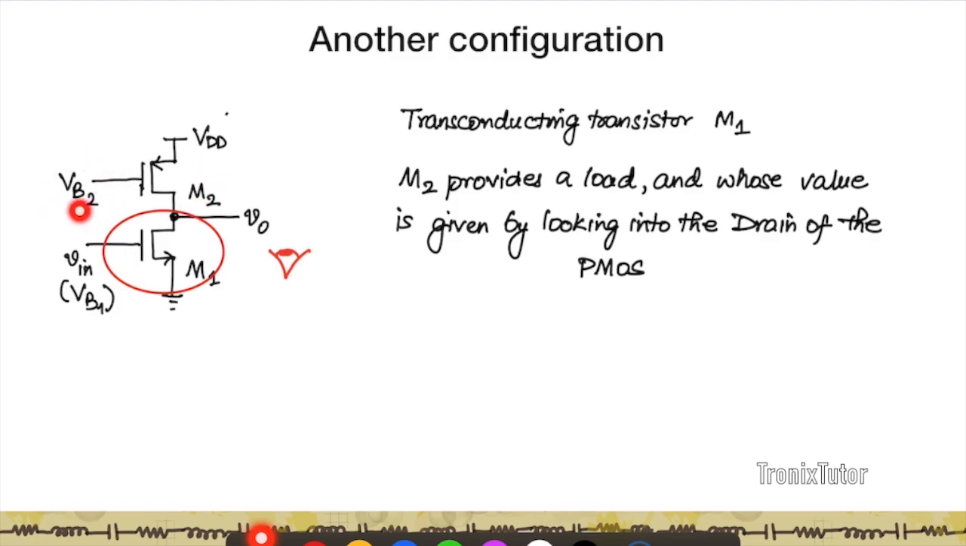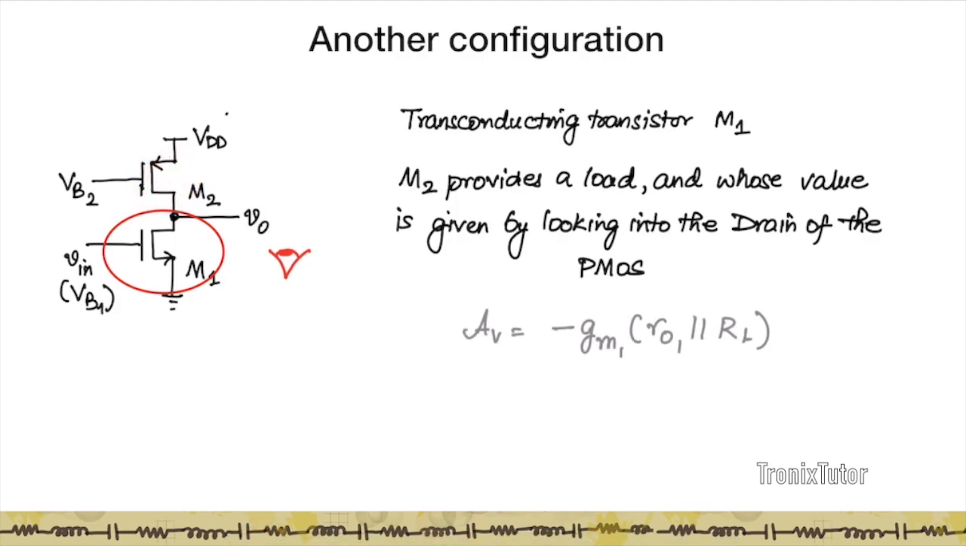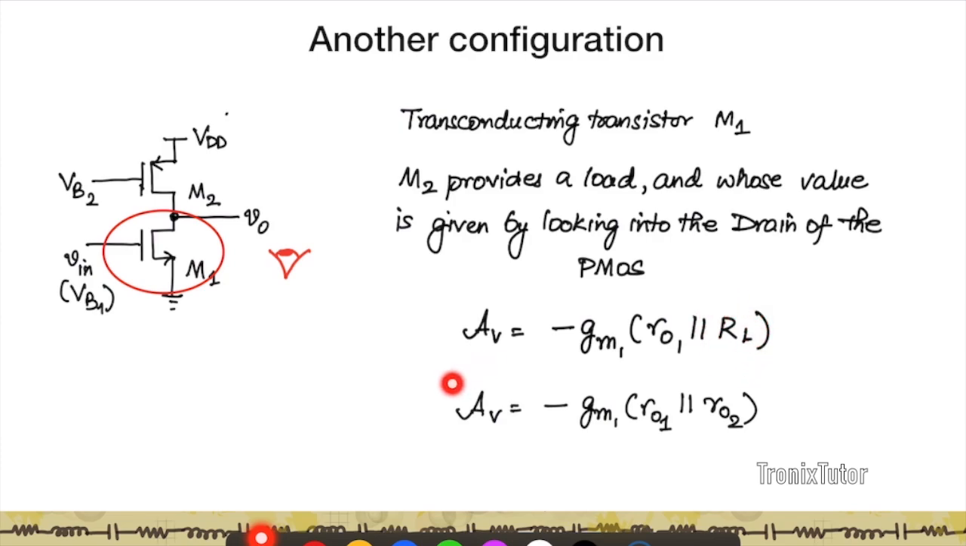Whose gate is held at some bias voltage, its source is at VDD, and I'm looking into the drain of M2. Because I'm looking into the drain of M2, the resistance that it's going to provide to the circuit is going to be RO2, right? So if I think about the gain of the circuit, it's going to be minus GM1 because M1 is doing the transconductance, times the net load, which is R1 parallel RL, and in this case RL is RO2. So the small signal gain of the circuit is going to be given by minus GM1 into RO1 parallel RO2.